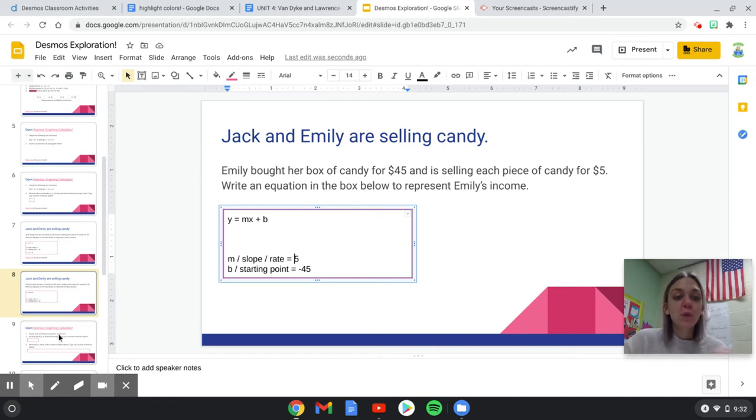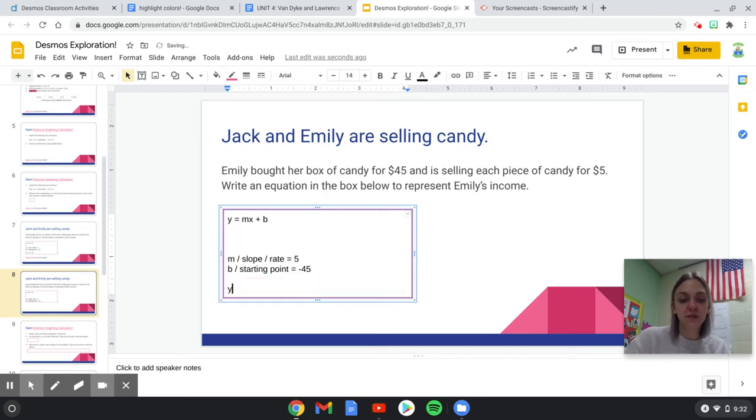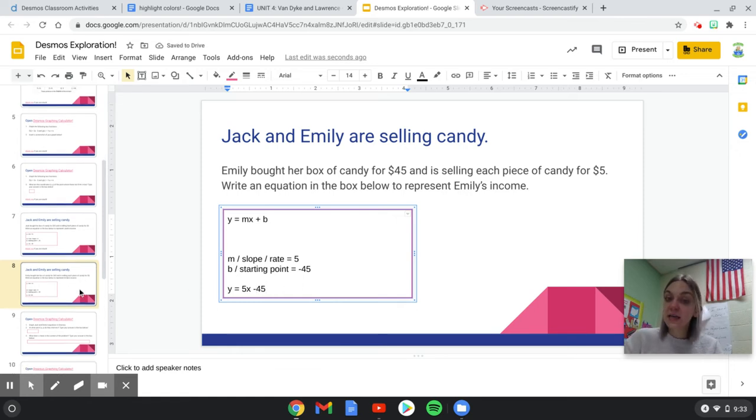So make sure we know the difference between those two, why one's positive, why one's negative. If you are still confused, pause the video and ask me in class or email me if you are outside of class hours. So now I'm just going to fill in my m and my b. So m is 5x and then minus 45 for my b value. So this is Emily's equation.